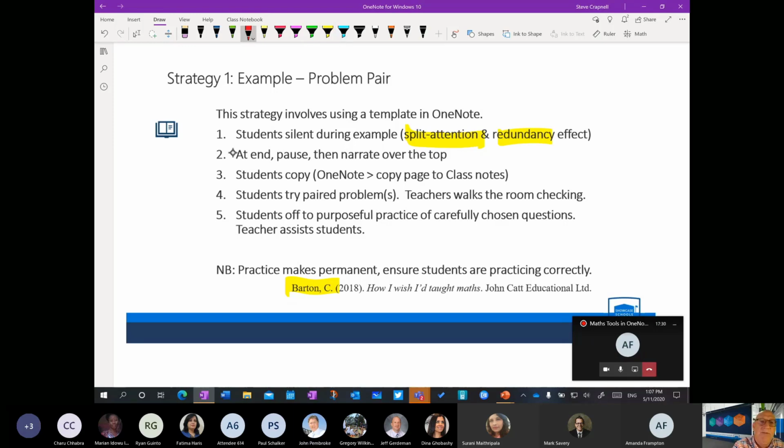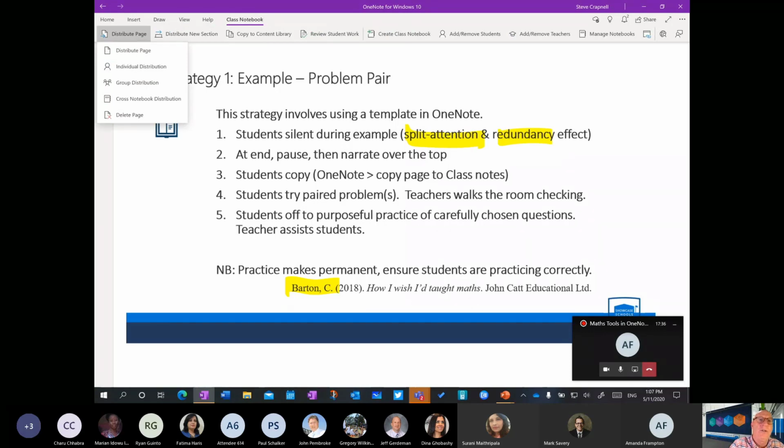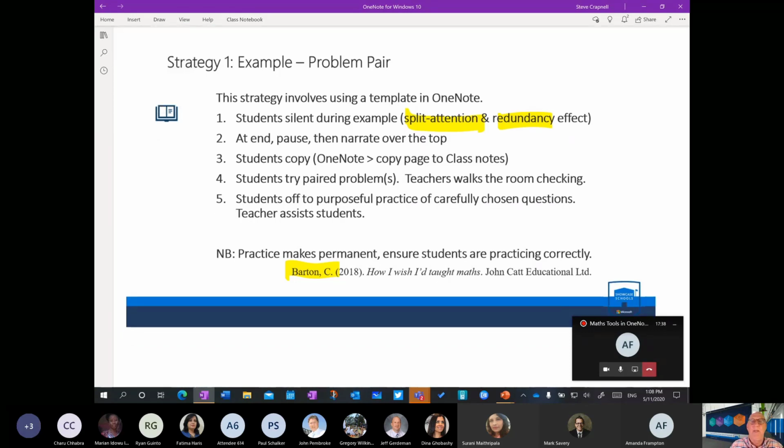Now, once we've got that far, we've done that, I've presented it, narrated it, using class notebook distribute page, or simply letting the students copy, they'll take that template into the class notes area. And so that's the first part. The second part now, it's like in 2 stages. The students will now try what's called a paired problem.